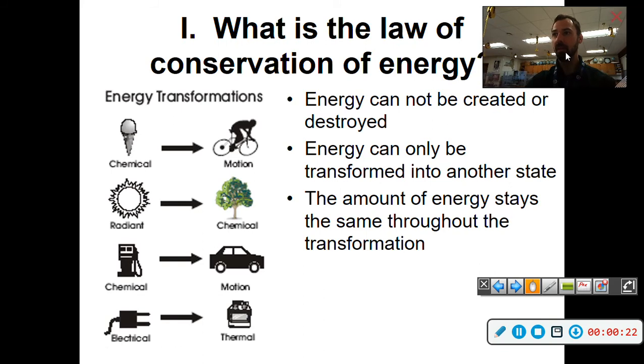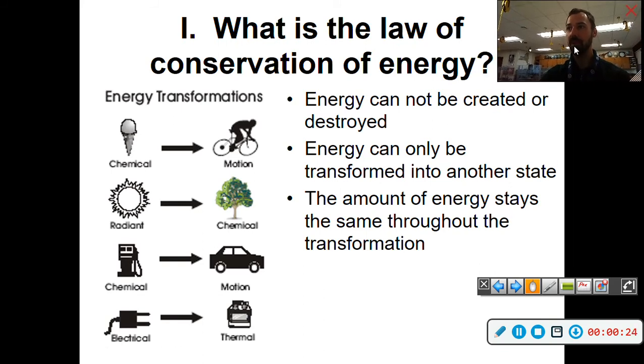So a reminder, energy cannot be created or destroyed. We learned that last chapter. It's simply transformed from one state to another. All right, so chemical changes into motion with biking. Radiant or solar energy turns into chemical, photosynthesis. Chemical turns into motion when you burn gasoline in a car, which makes the motor move and the wheels spin. Electrical turns into thermal in the oven.